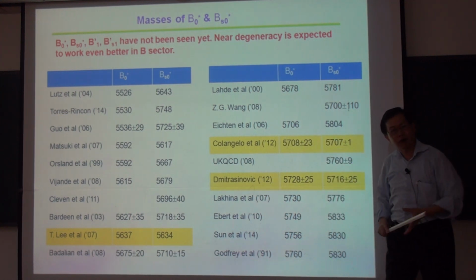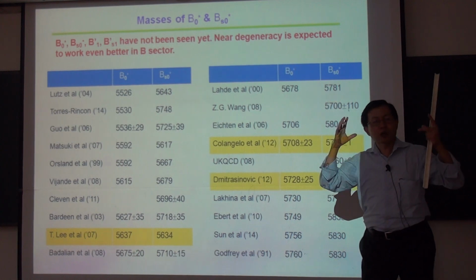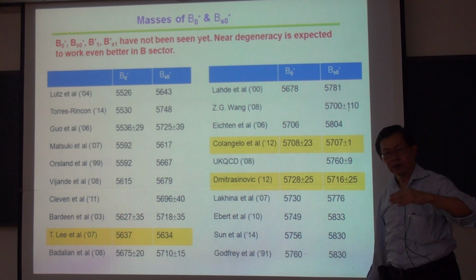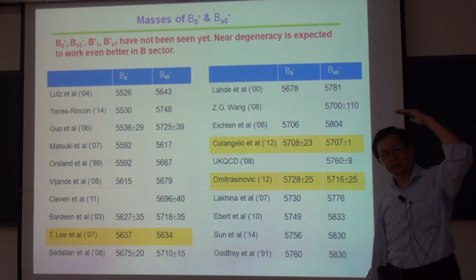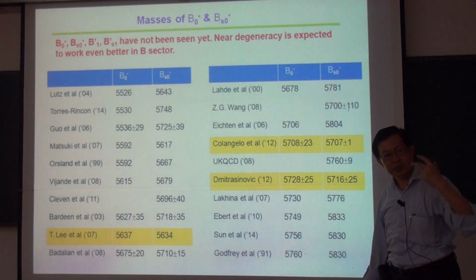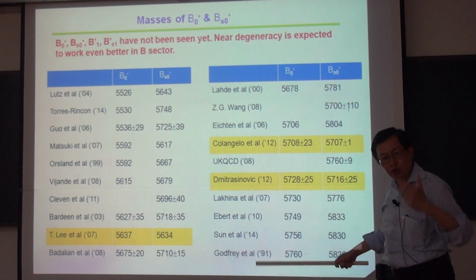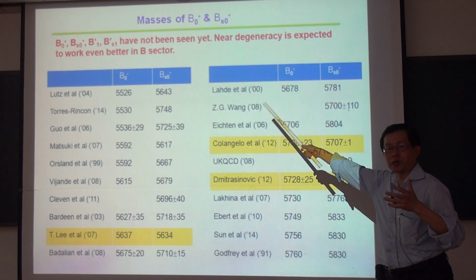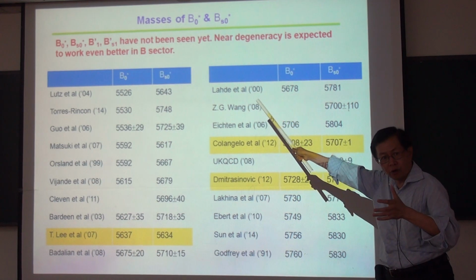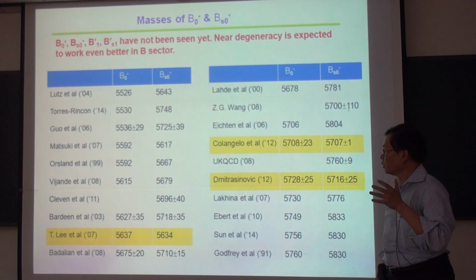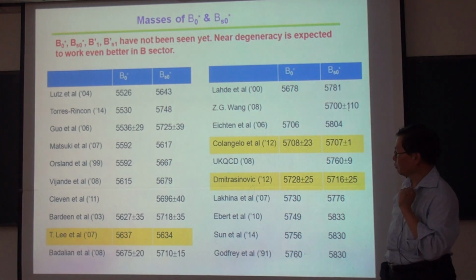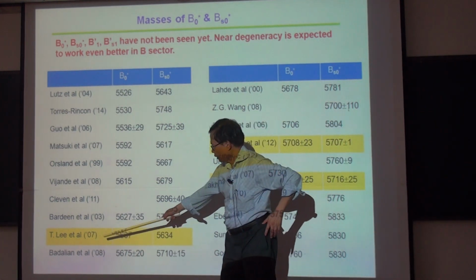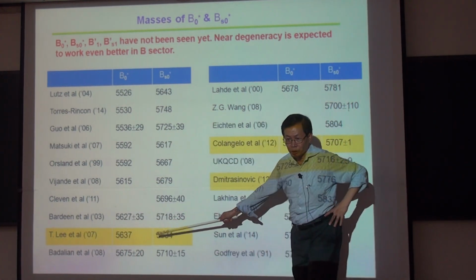But I just mentioned before that naturally you expect degeneracy. You saw it in the light scalar meson sector, you see it in the heavy meson sector, you see it in the charm meson sector. So you expect that degeneracy will also occur in the B meson sector. In fact, the Cheng-Rubin calculation I showed before already implies this result. So just three calculations. The first one is by Taekong Lee, in Korea.